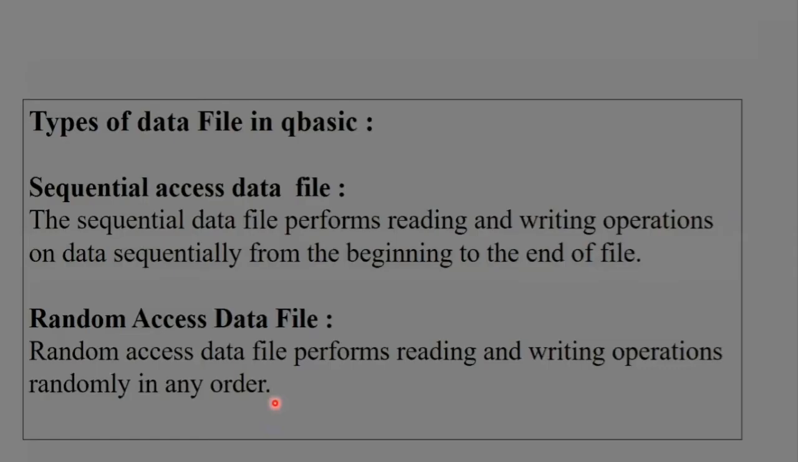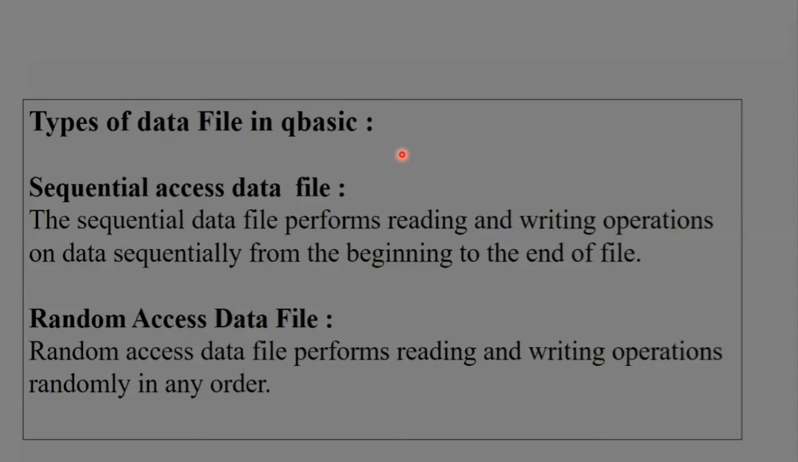So now there are two types of data file in QBasic. But first we learn what is file handling. Simply, file handling is creating a data file, and inside that data file we store some values, right? And then we can view that data file again and again. That is simply file handling. And in file handling there are two types of file, program file and data file. So mostly we'll be learning about data files now.